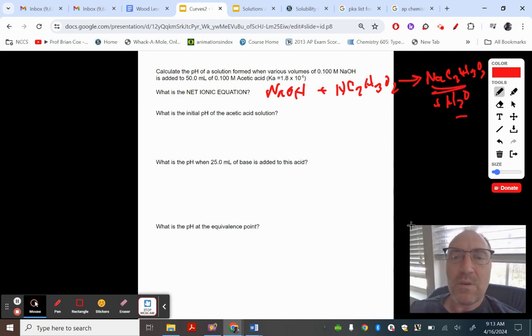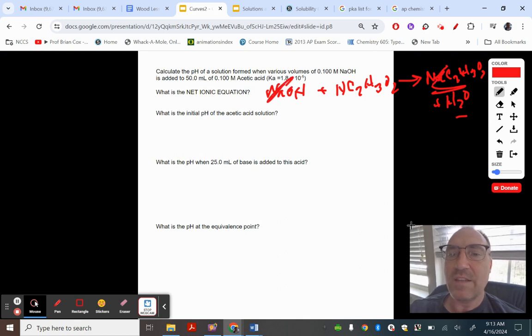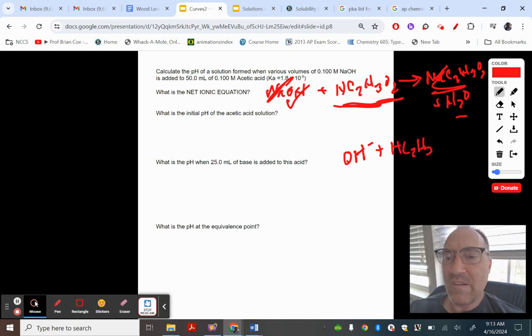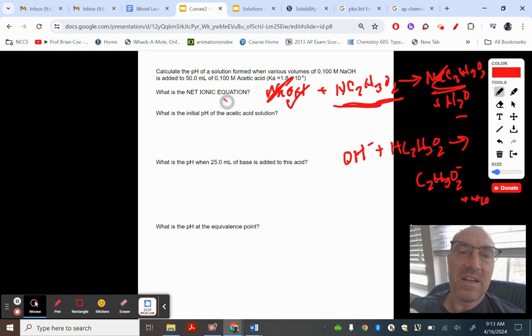So if I take the net ionic, I'm going to get rid of this, and then this has to stay together, the acetic acid. So it's going to be OH minus plus, because NaOH is a strong electrolyte. Things that dissociate are salts, bases, that kind of stuff. Weak acids do not. Arrow, and then C2H3O2 minus plus H2O. That's my net ionic.